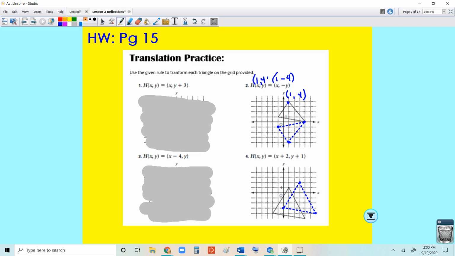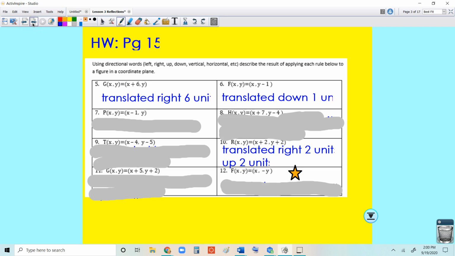So that one was actually one we hadn't discussed yet. Moore had just been working on translation, so over 2 to the right and 1 up. So this point, if this was A, this would be A prime. Just so you can check and make sure you're doing that homework correctly. Also on page 15, it's asking you to describe what's happening. Well, here we took this function g and we translated 6 units to the right. Here we translated 1 unit down, and I know it's down because it's affecting the y. Here, 2 up and 2 right.